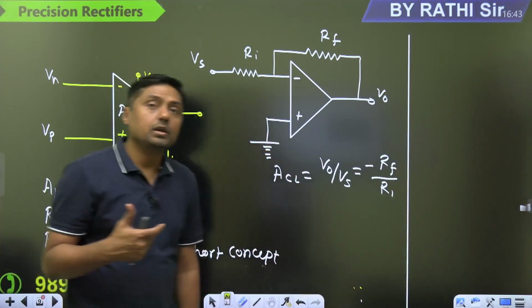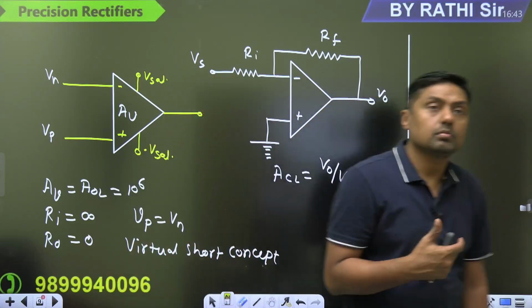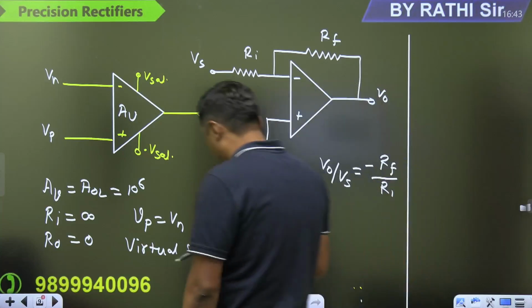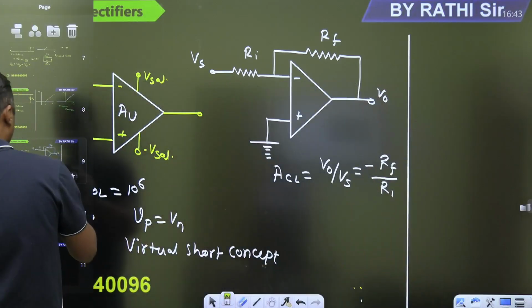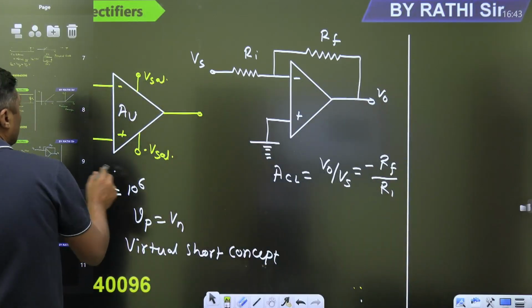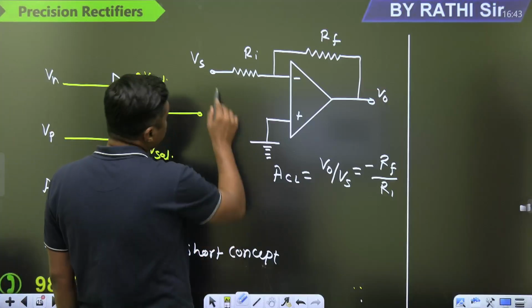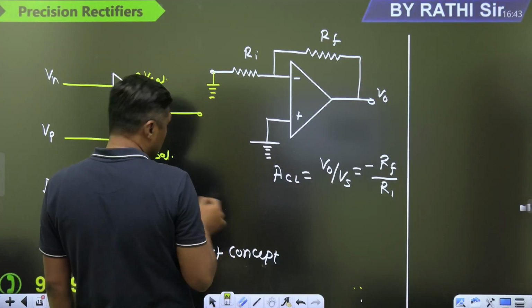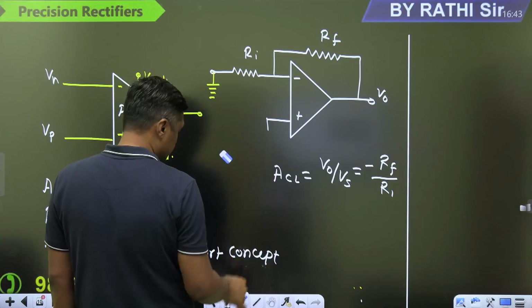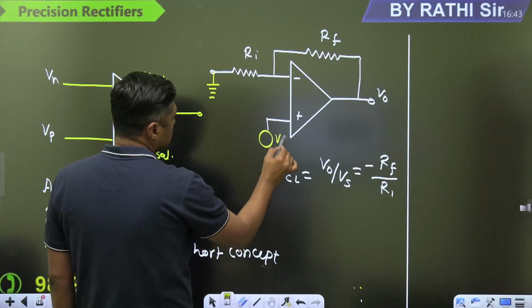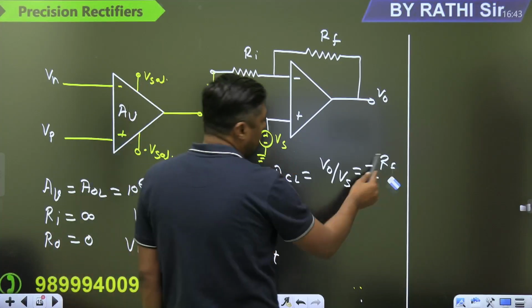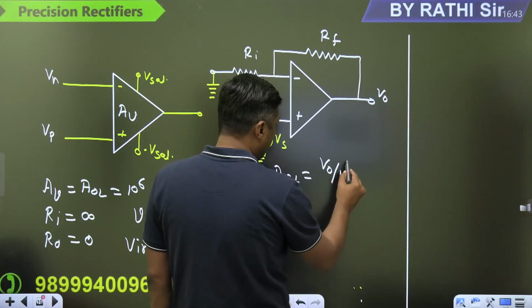Minus Rf by R1. Okay. Then what is the non-inverting operational amplifier? In case of non-inverting operational amplifier, we are giving input to the non-inverting terminal. This is ground, and we are giving input to this terminal. And what will be the gain? 1 plus Rf by R1.